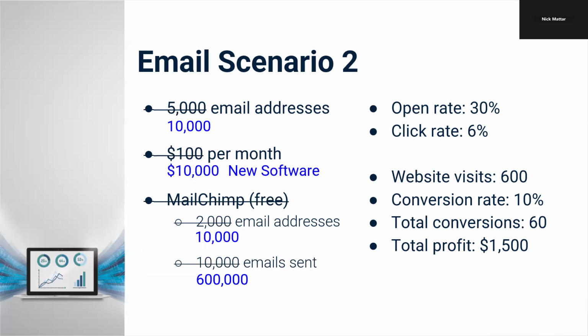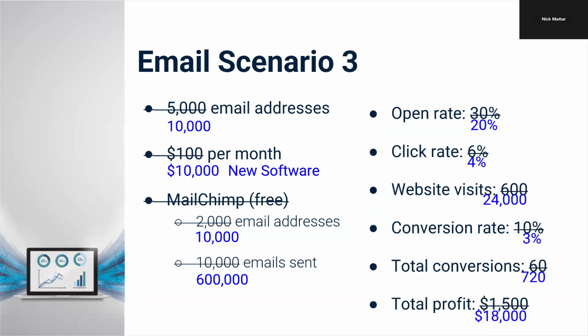You can get 10,000 more emails. You're going to get a lower open rate and a lower click rate just because you're sending so much stuff. But you're getting way more website visits, 24,000 website visits, and even at a conversion rate of 3%, right? Way lower than your highly concentrated audience from before, still leads to 720 conversions, right?